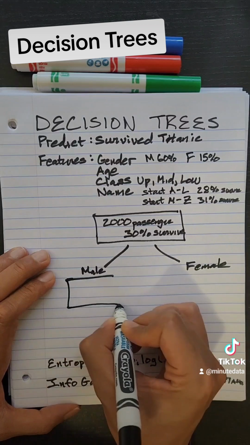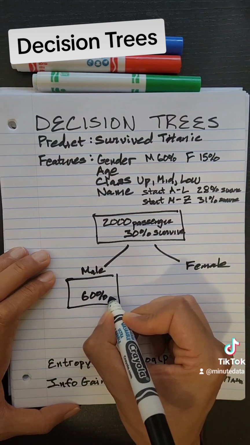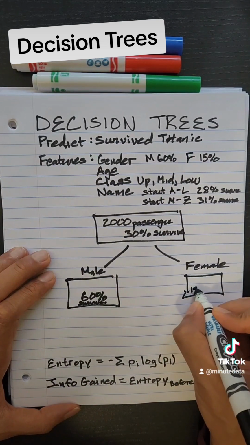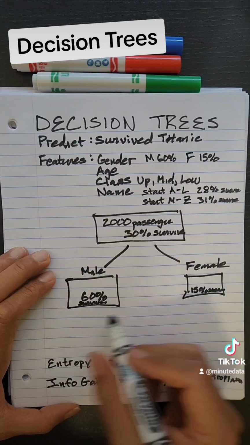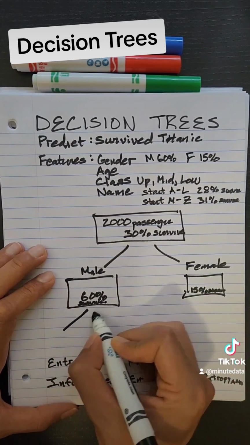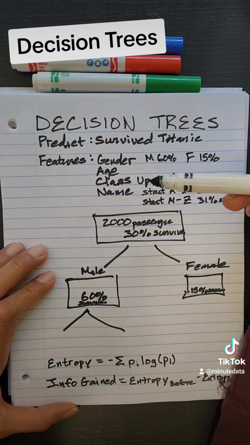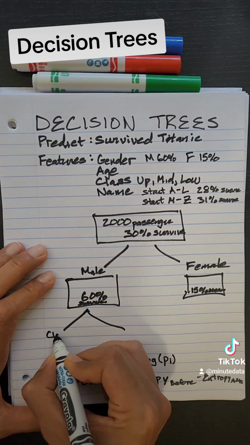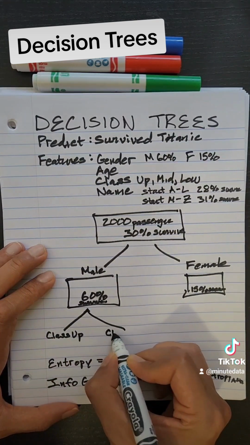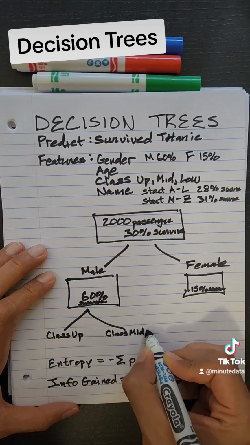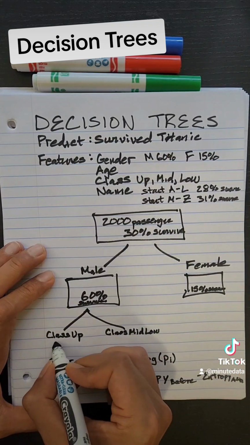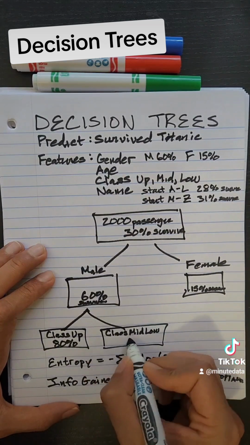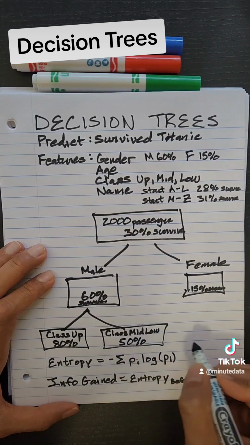And let's say for the males we have our 60% survive, and for females we have the 15% survive. And then we're going to repeat this process. Among the males, hunt through all the variables and see which feature leads to the biggest difference in survival rate. Let's say we saw class upper and class mid-low was the next best split. For class upper, maybe we saw 80% survive versus mid-low, maybe we saw 50% survive.